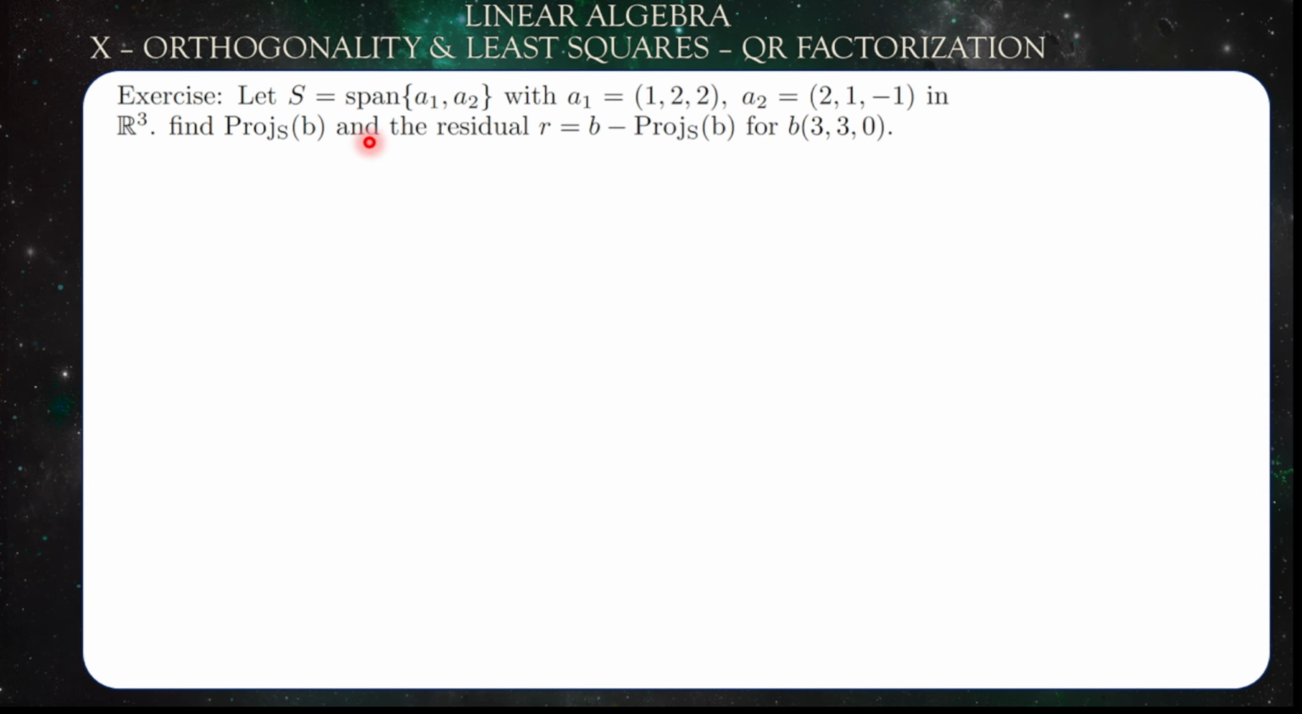Another exercise: let S be equal to the span of A1, A2, with A1 equal to 1, 2, and A2 equal to 1, minus 1, in R3. Find the projection of b onto S, and the residual r equal to b minus the projection of b onto S, for b equal to 3, 3, 0.